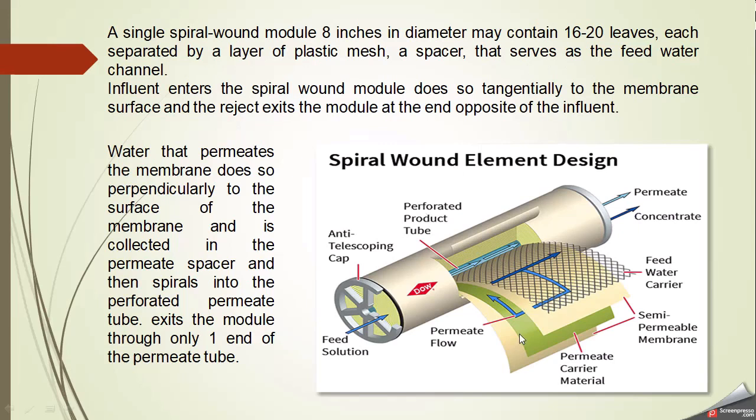This is again a side view. The green is basically the permeate flow, and the light yellow color is the membranes, and this is the feed water carrier mesh, polypropylene mesh. So this membrane separates the feed water from the permeate.